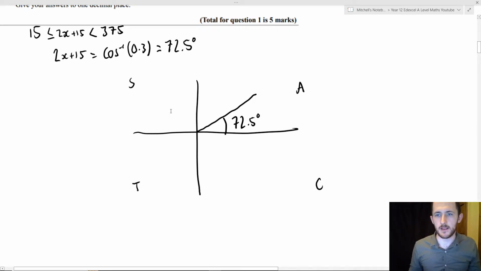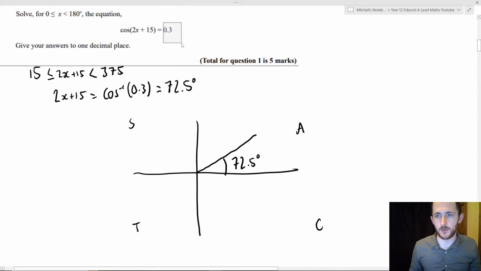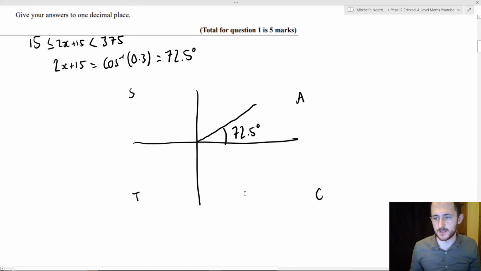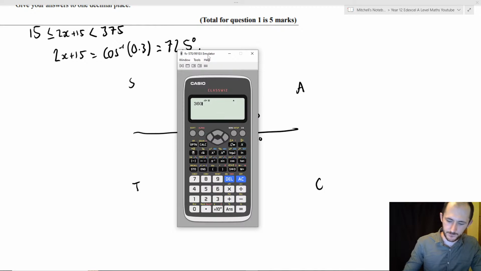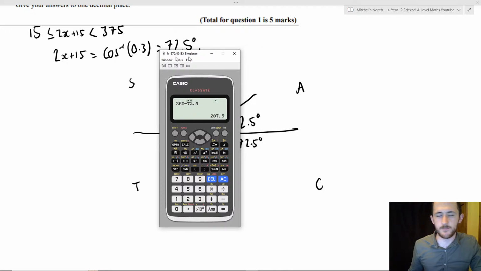That's 72.5. Now our answer is indeed positive, right? 0.3 is positive. The angle's positive, so we're going to go anticlockwise, and since we're doing cos, we're going to go into the C section, which will be down here. And again, always draw your angle from the x-axis. So we're looking for this value that's all the way around the back, which is going to be 360 minus 72.5, which gives us 287.5 degrees.